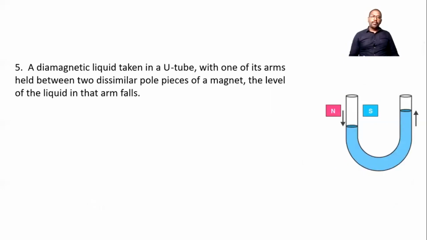Now the next one: a diamagnetic liquid is taken in a U-tube. U-tube means a U-shaped tube. You can see in the picture, this is a U-shaped tube, and inside it a diamagnetic liquid is there. One arm of that U-shaped tube is placed in a magnetic field. Then the liquid in that arm is repelled by the magnetic field. As the liquid is repelled, we observe a depression, a decrease in the level. You can see here the liquid in that arm falls. Falls means the level decreases.